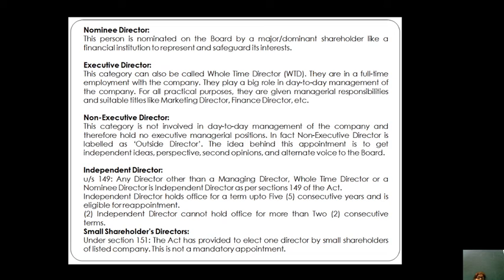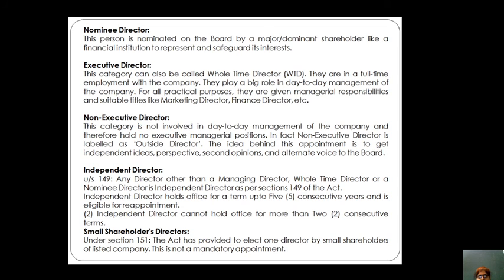Independent directors under section 149: any director other than a managing director, full-time director or a nominee director is an independent director as per section 149. Okay, any director other than, means there should not be a managing director or full-time director or a nominee director; that one is known as an independent director. Then who can be an independent director? An independent director holds office for a term of up to 5 consecutive years and is eligible for reappointment.